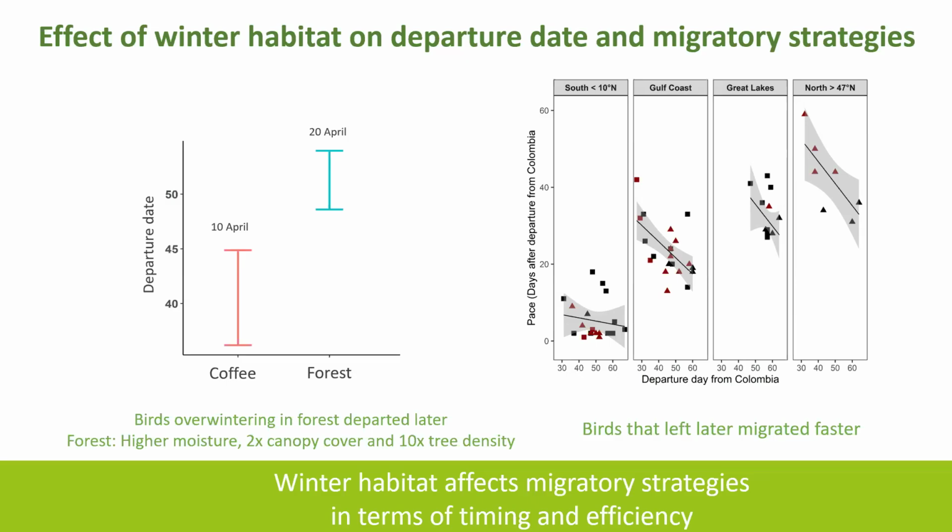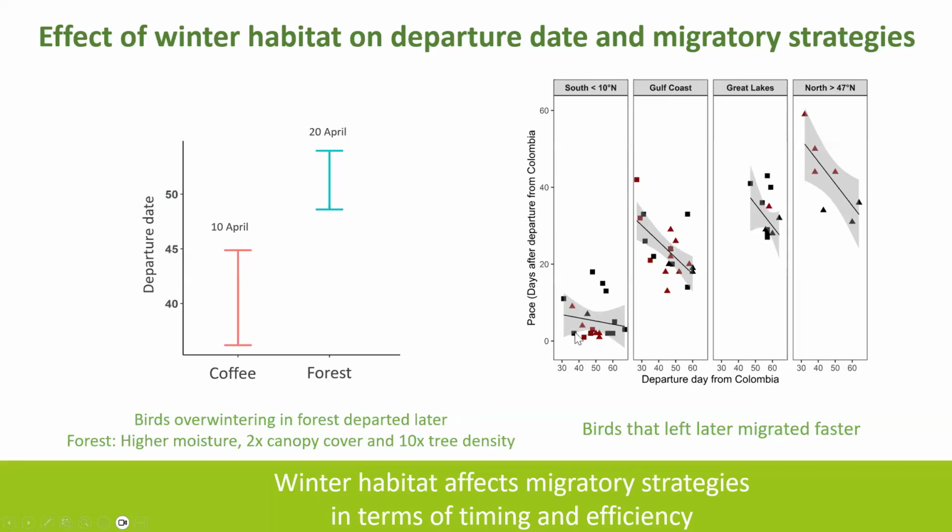This is opposite to what we were expecting, and we found that, well, in this graph, you can see the date on which they left Colombia, and here we have the days after they left and how long it took them to arrive to each of these regions. Here is less than 10 degrees. This is still South America. How long it took them to get to the Gulf Coast, to the Great Lakes, and to Quebec and the north of Saskatchewan, which is over 47 degrees.